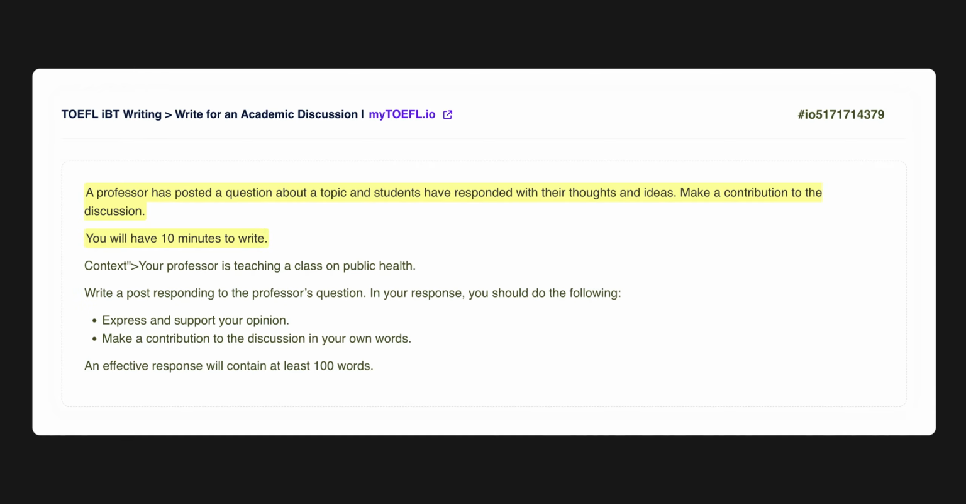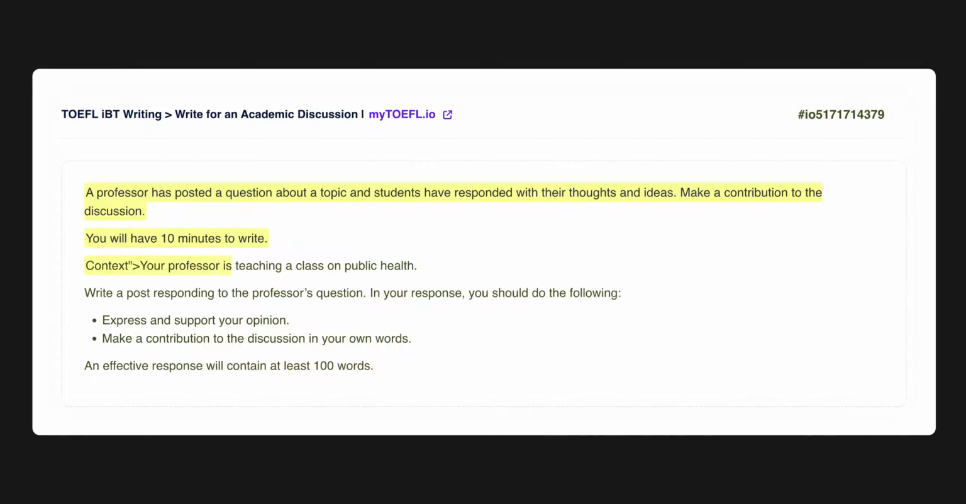10 minutes is the total time you have for this task. This includes reading the prompt and the other students' posts, planning your ideas, and typing your response. Because the clock is ticking, we need to be focused and get straight to our main points.